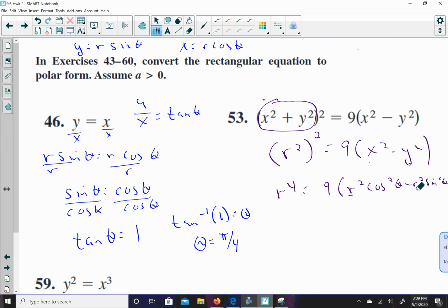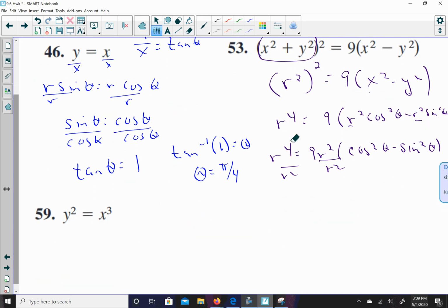Now here I have an r squared, so I'm going to factor that out. So I'm going to say r to the fourth is equal to 9 r squared, and then cosine squared theta minus sine squared theta. Here now I can divide both sides by r squared. So when I do that, r to the fourth divided by r squared will just be r squared is equal to 9. And then the cosine squared theta minus sine squared theta.